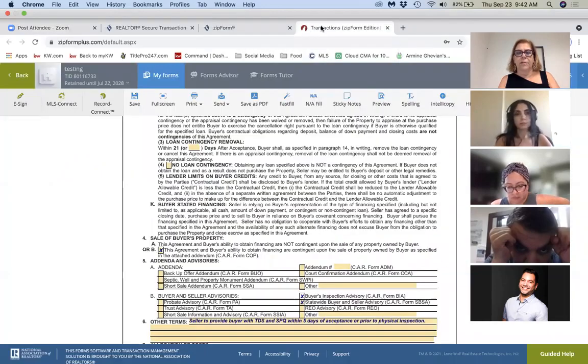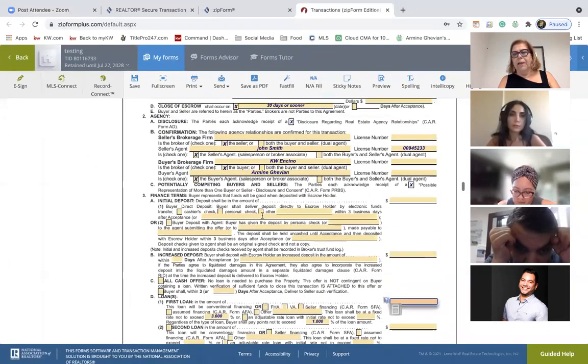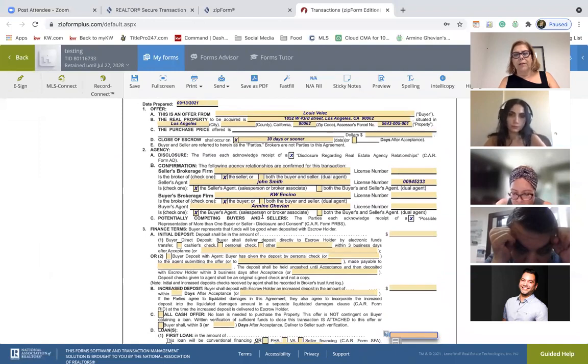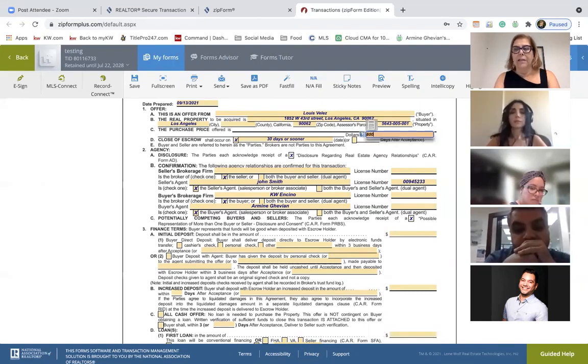Zipform transactions. Okay. I'm going to ask you some questions. I've told you 3-4 weeks ago to start studying the purchase contract. Diana has written a lot of offers, so Diana is much more comfortable with this. But I'm going to ask you a question. Let's say this is a purchase price of $800,000. All right.